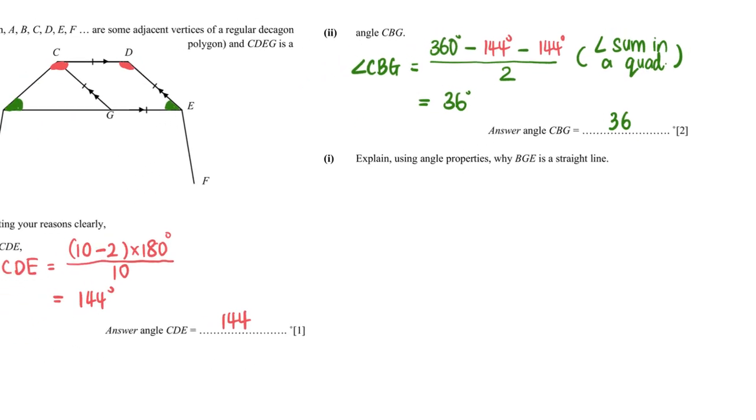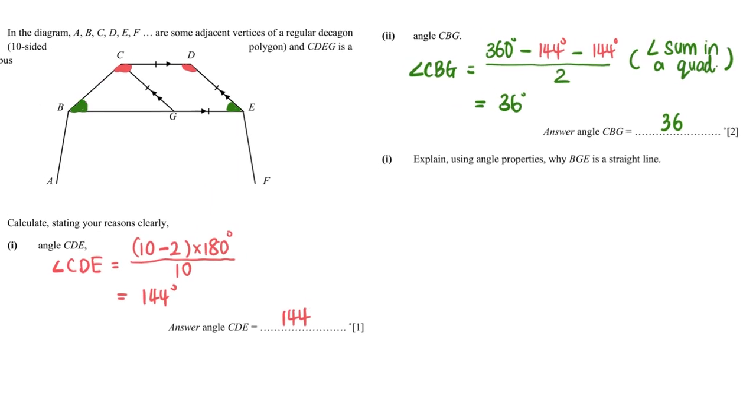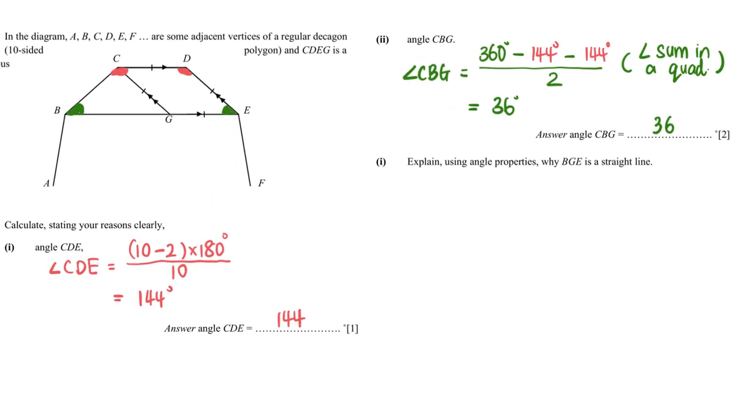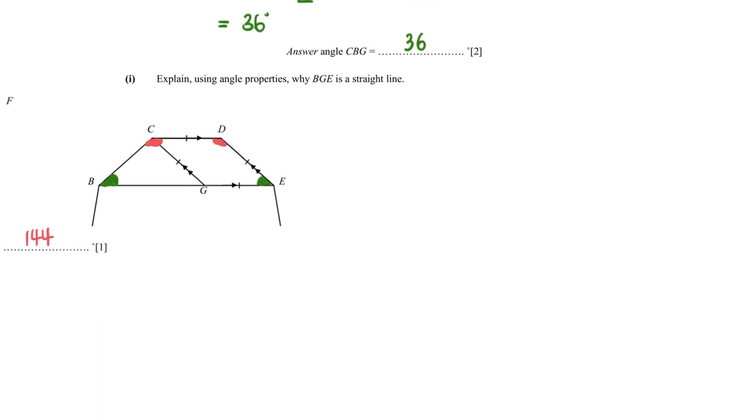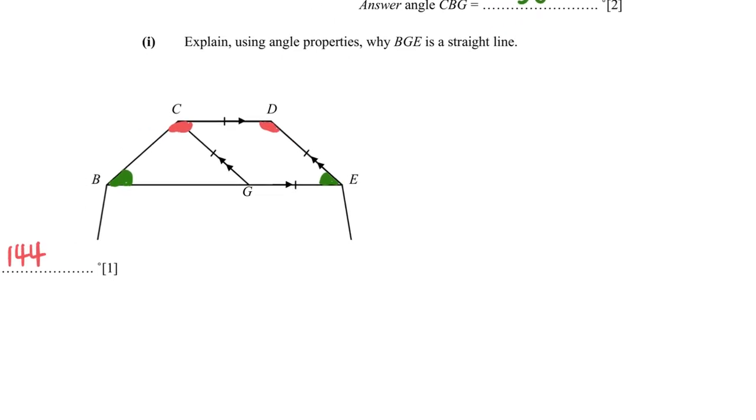Explain using angle properties why BGE is a straight line. Okay, so I'm going to just cut this and bring this over here. So that's neater and easier to explain. I'm going to hide this also. Alright. Now, why is this a straight line?